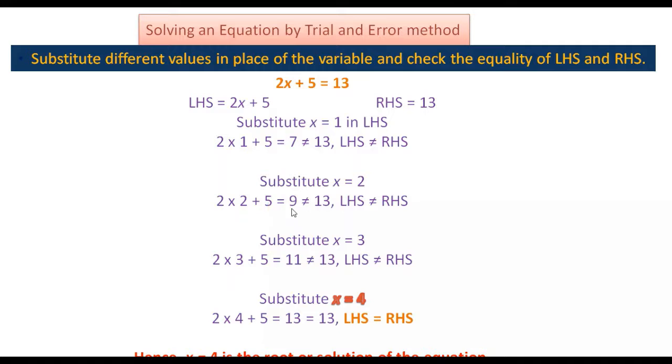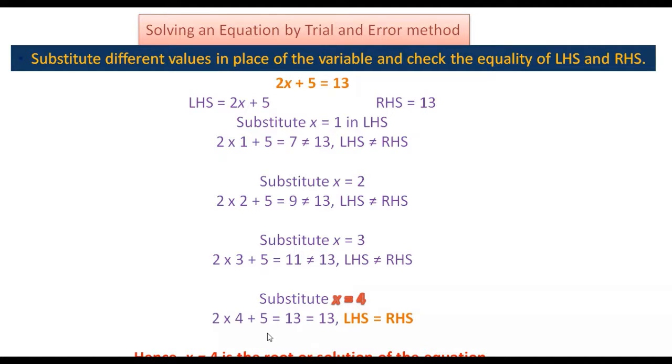Again 9 is not equal to the right hand side, that means 9 is not equal to 13. Again the left hand side is not equal to the right hand side. So 2 is not the solution of the equation. Now let's substitute x equals 3 in the left hand side. 2 times 3, because we have the variable in the left hand side, 2 times 3 plus 5 gives you 11. Again, this is not equal to the right hand side. So let's substitute another value, x equals 4.